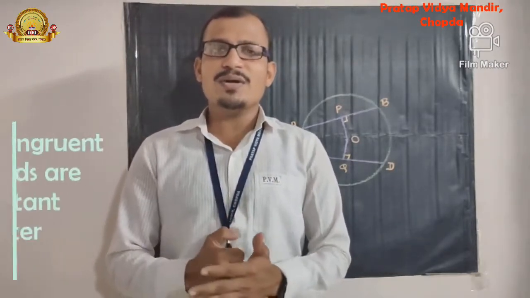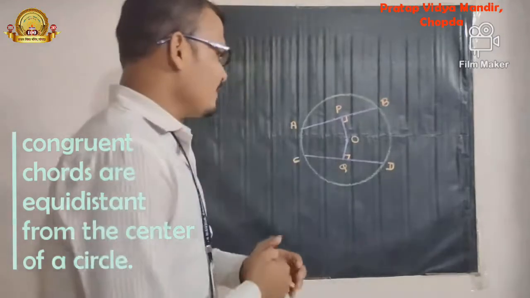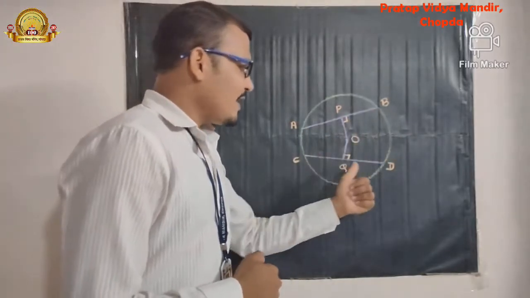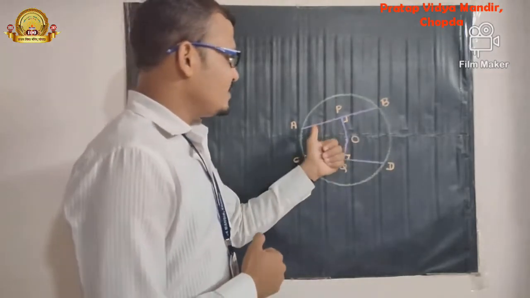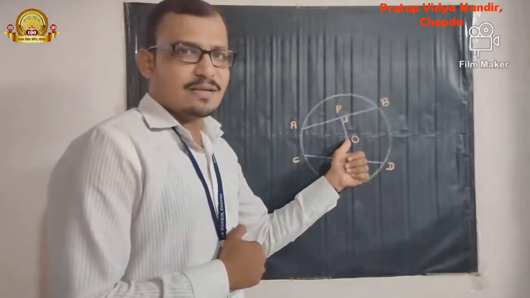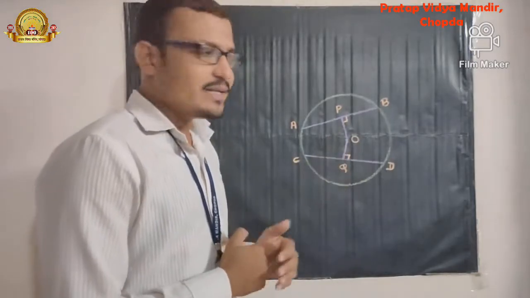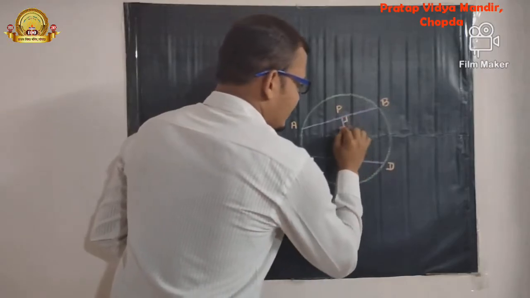Then our fourth and last property, which is the converse of the third property, is: congruent chords of a circle are equidistant from the center of the circle. For example, here O is the center of the circle and chord AB and chord CD are congruent chords of the circle, and hence these two chords are at equal distance from the center of the circle. That is, these two chords AB and CD are at equal distance from center O, and hence OP is equal to OQ.